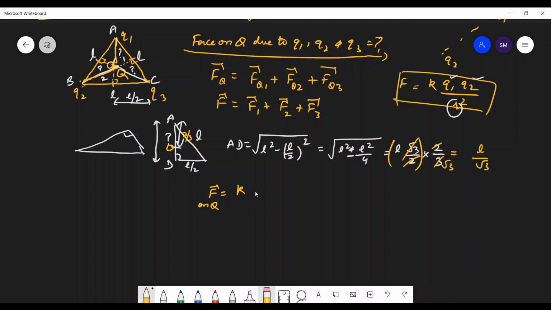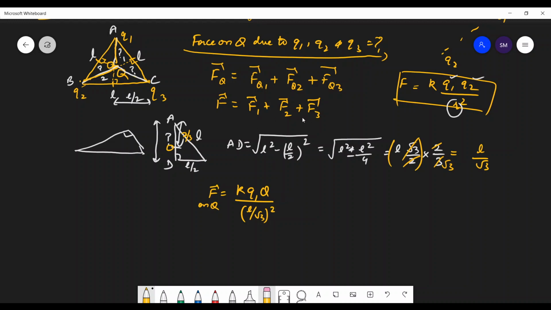So K, Q1, Q2. So the force on Q due to Q1, that is F1, I am writing here. So that is Q1 into Q divided by the square of this distance. This distance is L by root 3, so L by root 3 whole square. And then what is the direction? Because here I am writing it in vector.